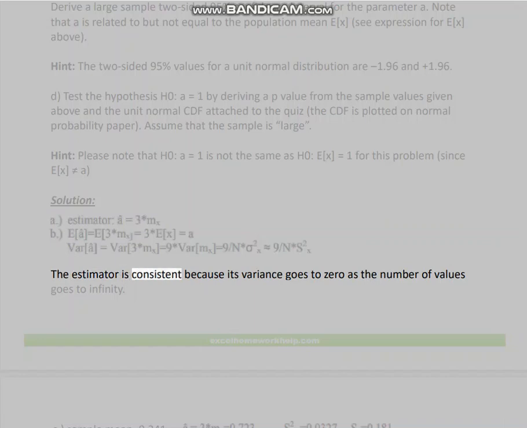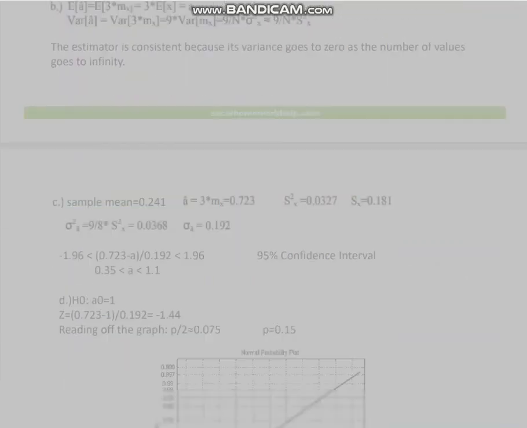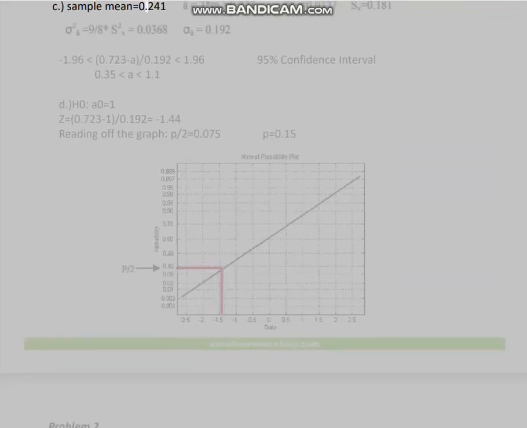The estimator is consistent because its variance goes to 0 as the number of values goes to infinity. C. Sample mean equals 0.241.